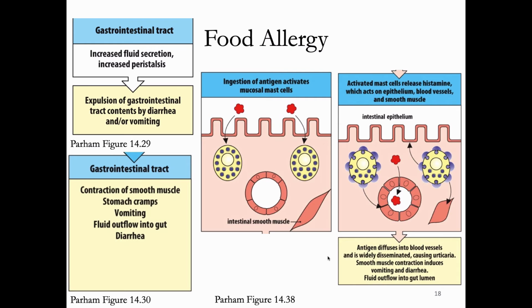And what happens is that you get urticaria. Urticaria is a fancy word for hives. And so if you have that antigen starting to diffuse into the blood vessels in the GI tract, then you can start to end up with hives. And so these are all of the responses that you're going to see with the food allergy.